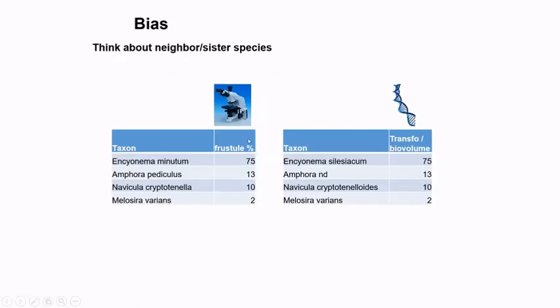Easy. Think also about neighbor species. Let's imagine we have in microscopy Eolimna minima, and with DNA it's identified as Eolimna silesiaca. Maybe these are, and I can tell you it's the same taxon, but it is not identified probably in the same way with microscopy and DNA. Navicula cryptotenella, Navicula cryptotenelloides, maybe they are the same species. And that's all. Do you have questions about the bias?